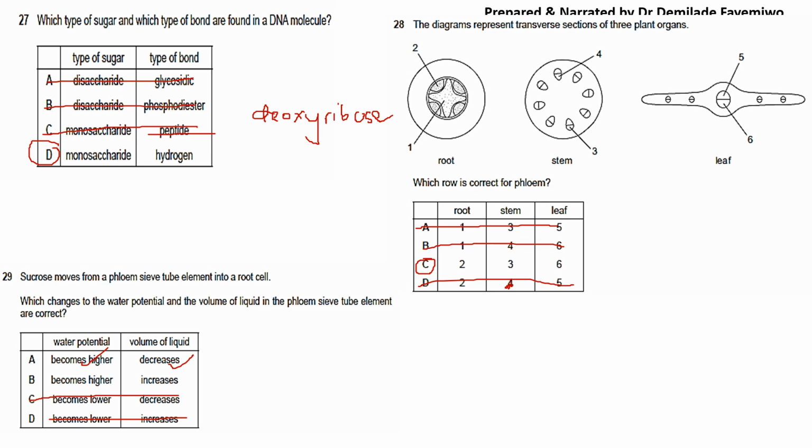The reason why the volume of the liquid decreases in the phloem sieve tube element is that when the sucrose moves out and into the root cell, there's going to be more water moving into the root cell, because this now becomes an issue of diffusion, right? And so this increases the water potential of the phloem sieve tube element, and that allows water to move across.